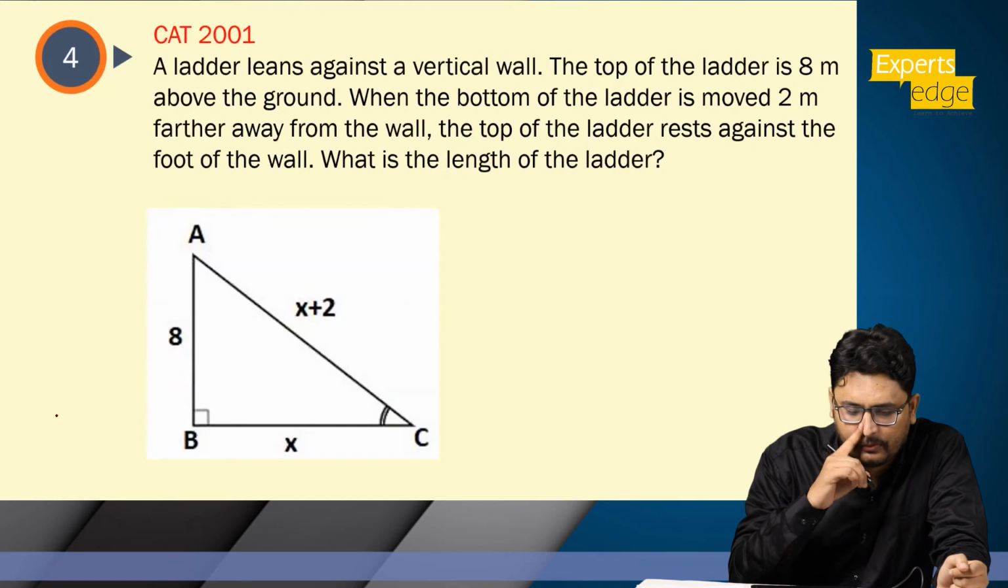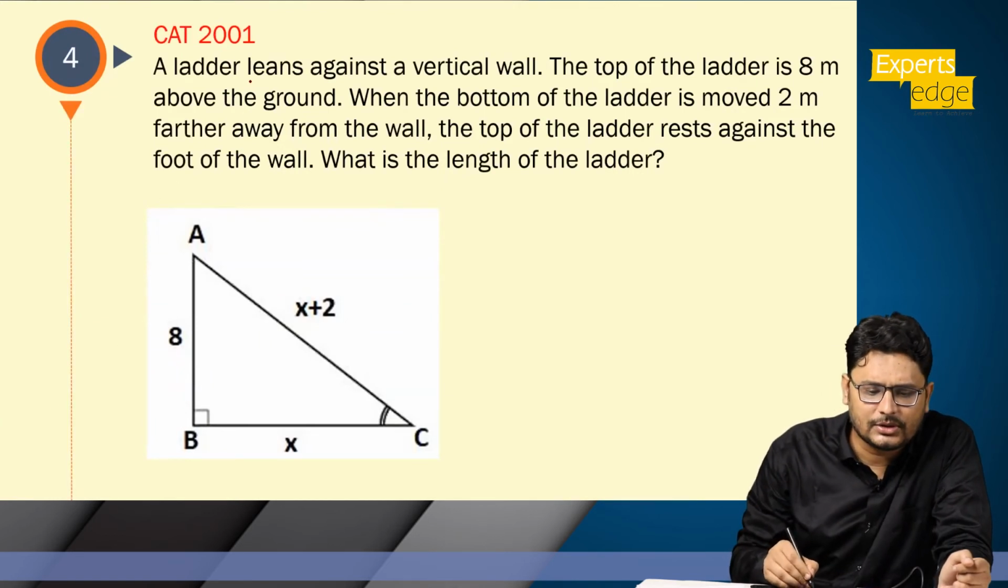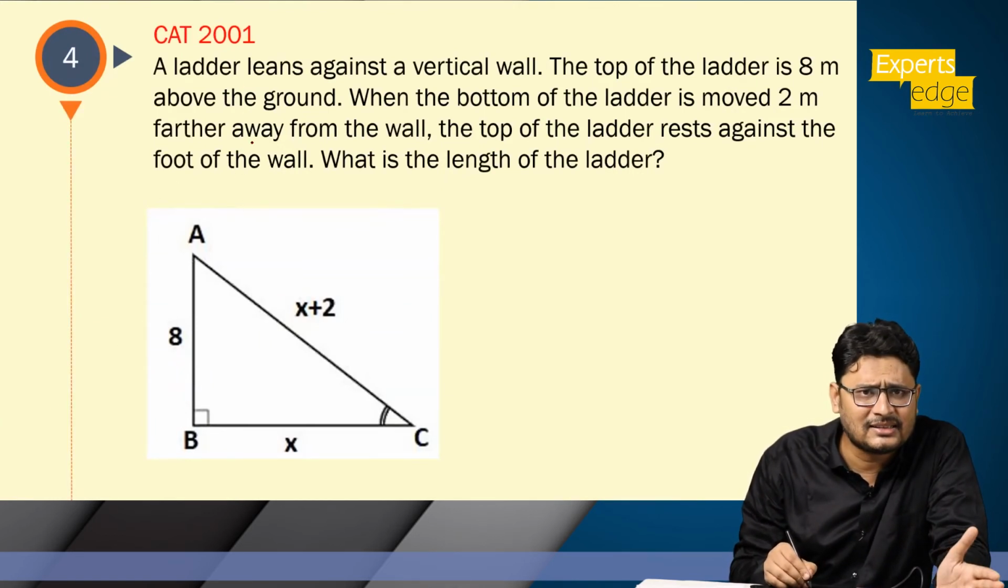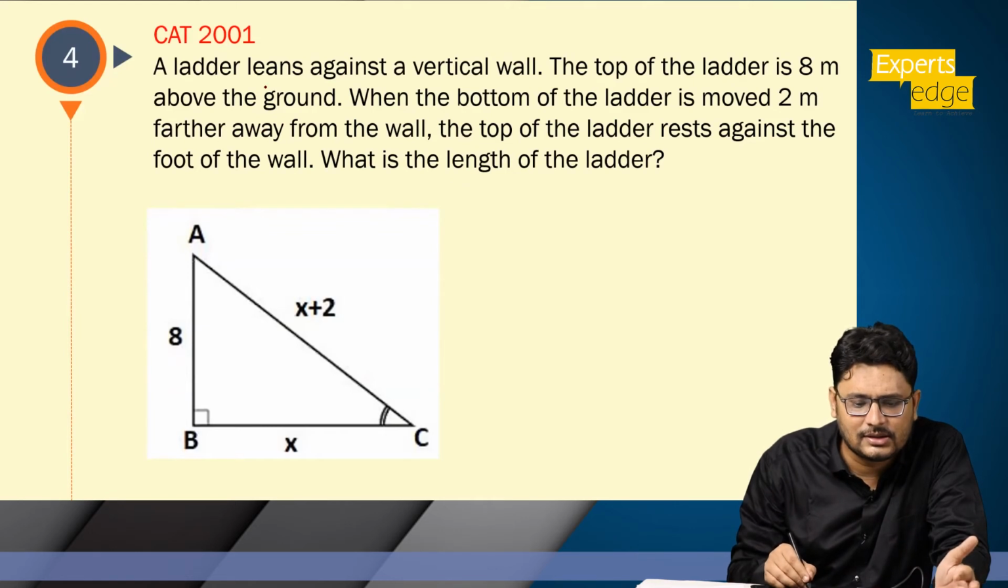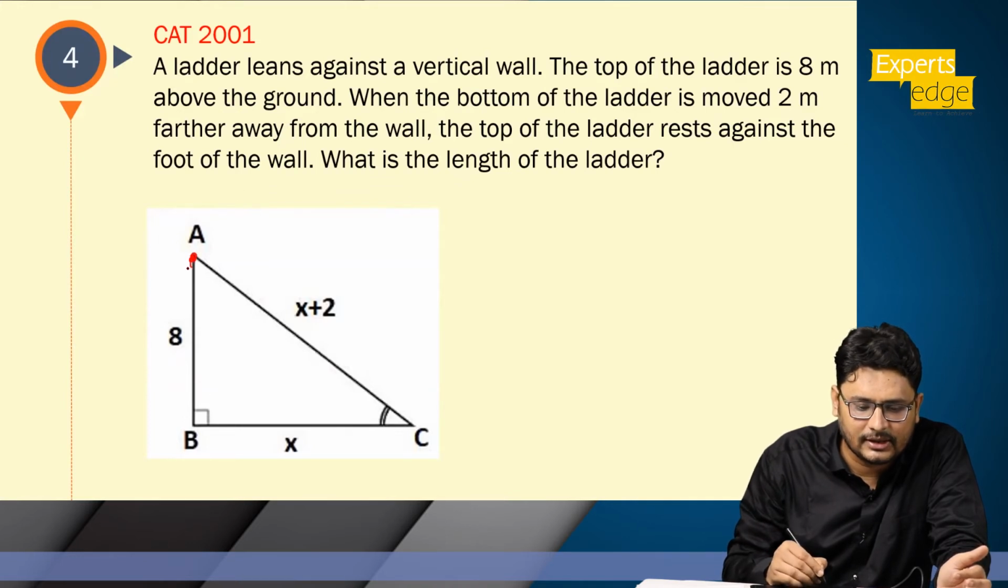सो क्वेश्चन नंबर 4. Now this is a CAT 2001 question. ठीक है. Though I have given a diagram, in exam there was no diagram. Okay. So what does it say? The ladder leans against the wall. The top of the ladder is 8 meter above the ground. ठीक है. This is AB, and the bottom is moved 2 meter farther away from the wall. Okay. The top of the ladder rests. What is the length of the ladder?